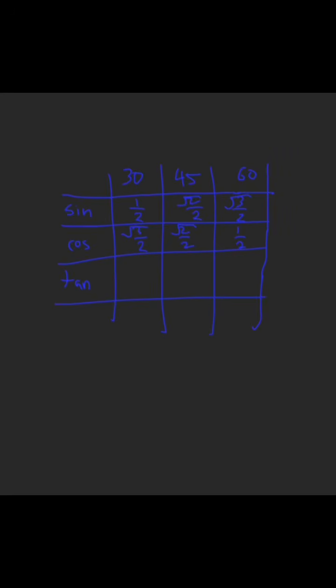Now, for tangent, all you need to do is sine over cosine. So tangent of 30 degrees would be square root of 3 over 3, tangent 45 is 1, and tangent 60 is square root of 3. So all you need to remember is 1, 2, 3, and then 3, 2, 1.